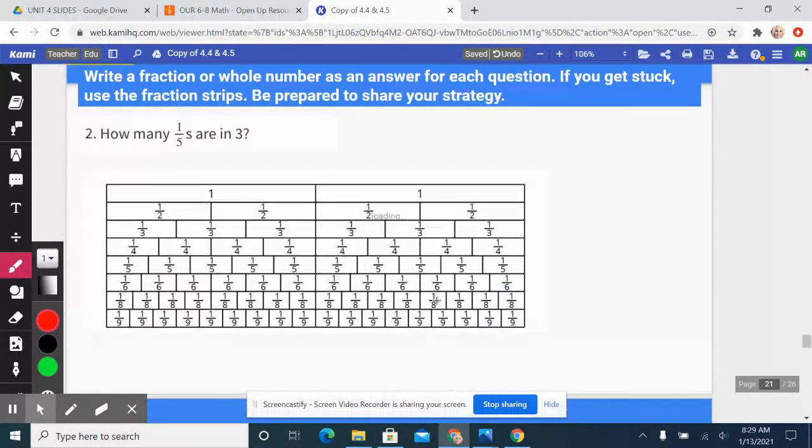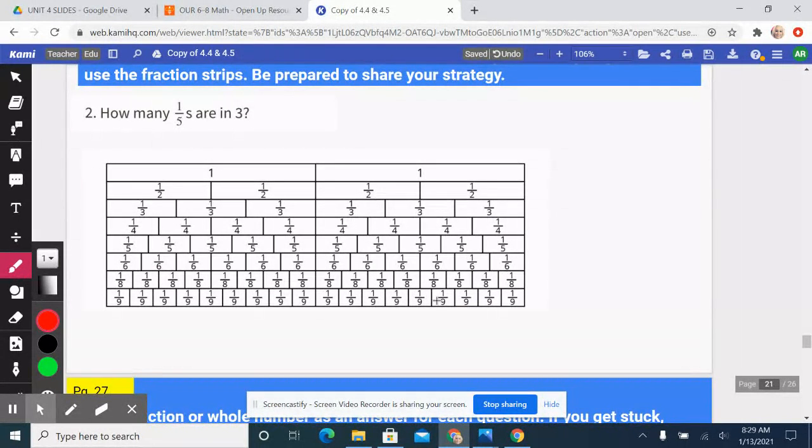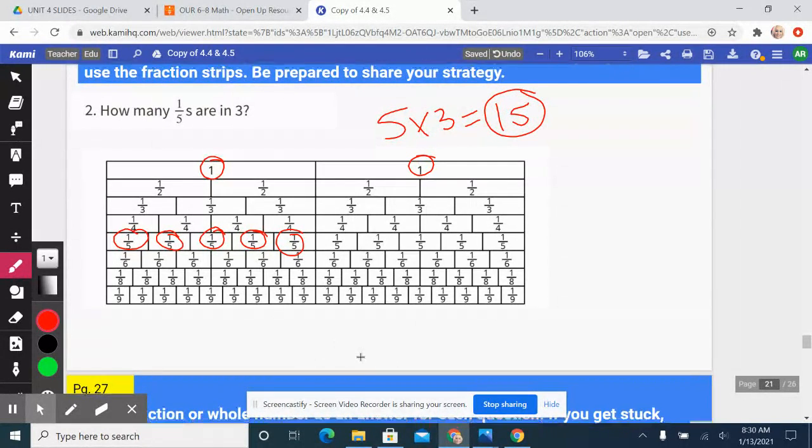Okay, and then now I'm going to do the same thing. How many 1/5 are in 3? Well, my fraction strips only show 2 wholes, right? So I'm going to look at the 1/5. I got 1, 2, 3, 4, 5 of them. So there are 5 in 1 whole, but I need 3 wholes. So 5 times 3 is 15. So that's what you should write for number 2.